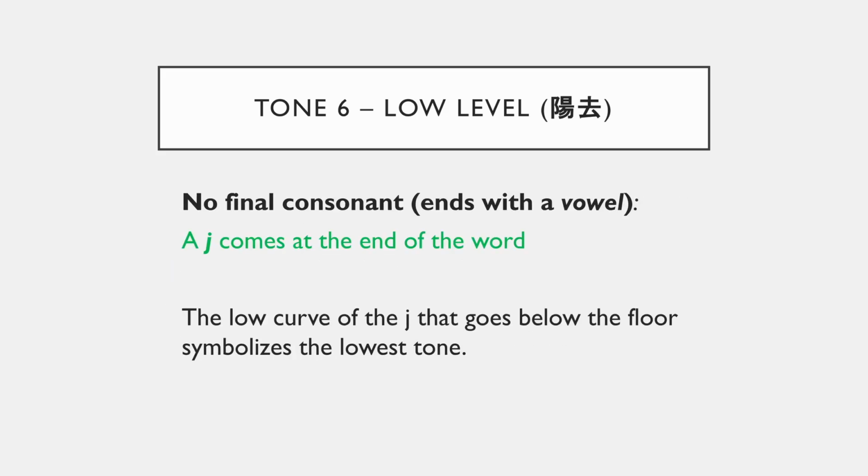So the first is when there's no final consonant. In other words, it ends with a vowel. Here we have it ending with the letter J.